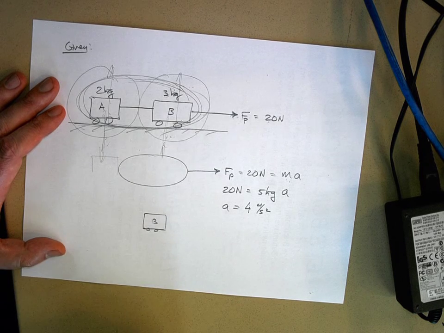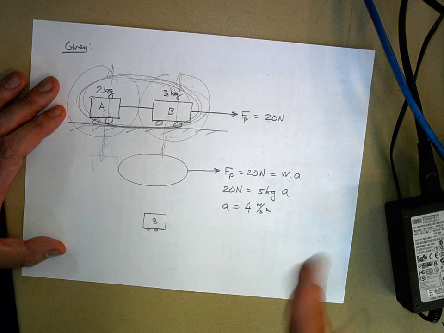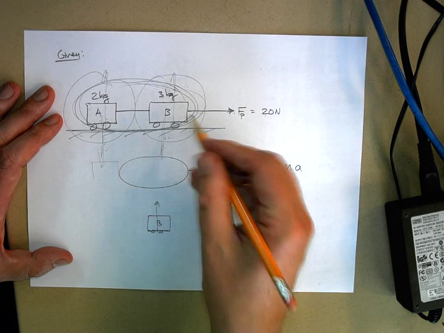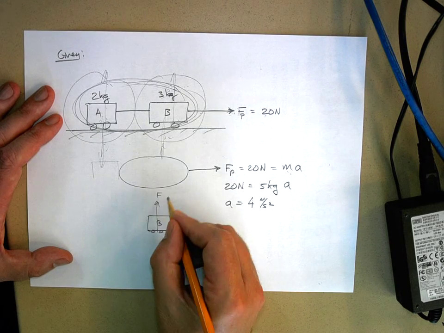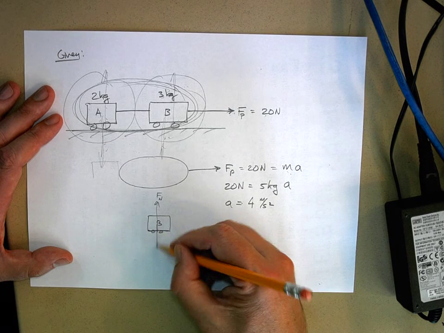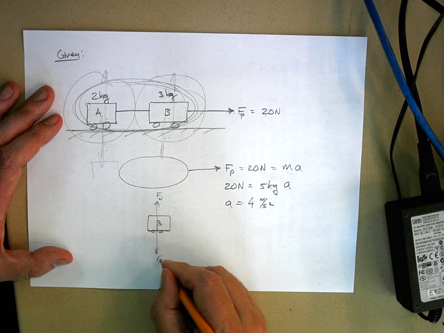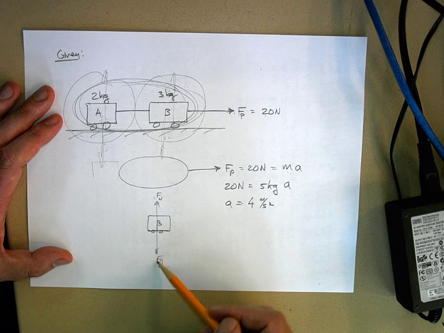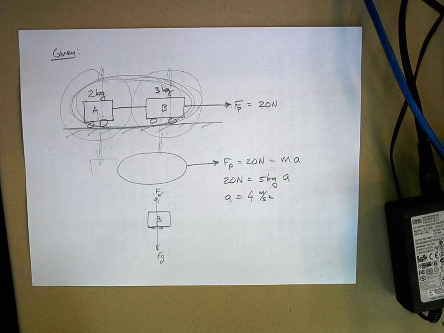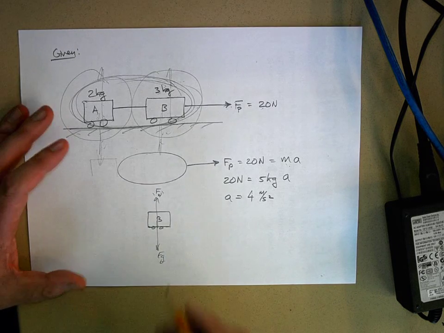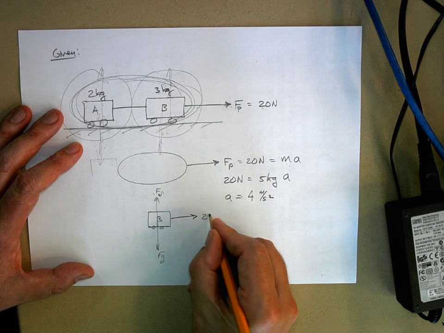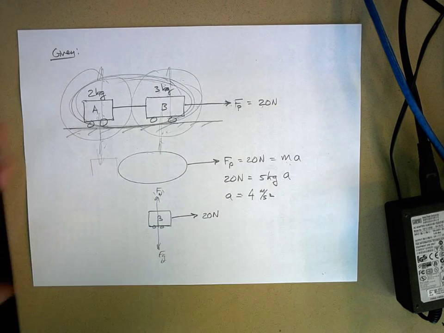Now to be complete, I really should draw the ground pushing up on B. This is the force of the ground, called the normal force. And then we've got gravity pulling it down, F sub G, the force of gravity. Let's just say these forces cancel each other out for right now. But what do I know? To the right, I have a 20 Newton force. But what do I have over here?